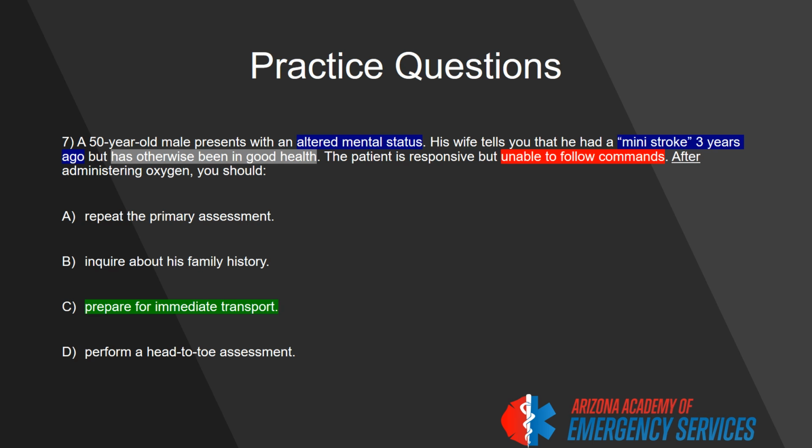Repeating the primary assessment is our reassessment much later in the sheet. Inquiring about family history is something we wouldn't necessarily do, but if you did, that would be in the SAMPLE history, which is after immediate transport. And performing a head-to-toe assessment is the secondary assessment, which again comes after immediate transport. So again, we know that C must be the correct answer.